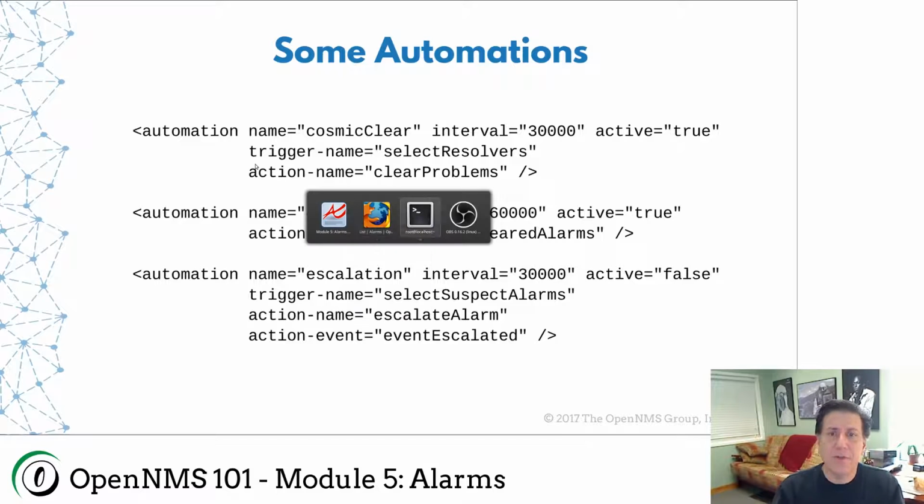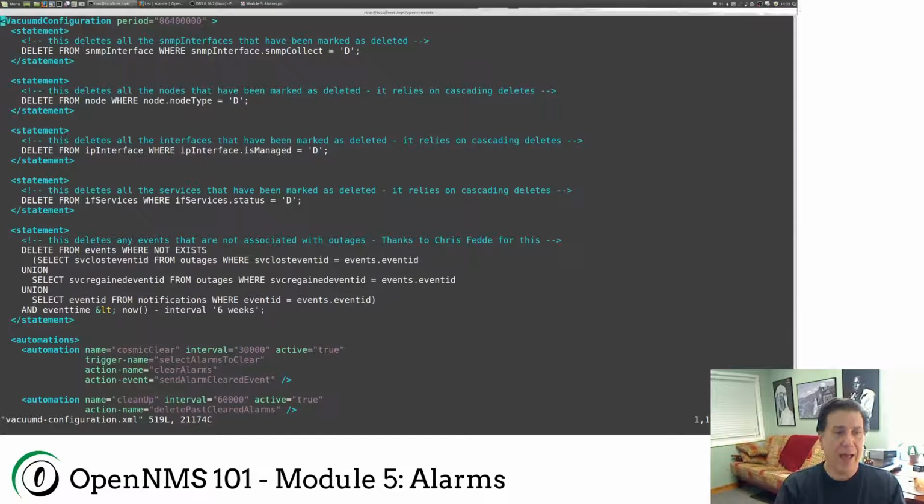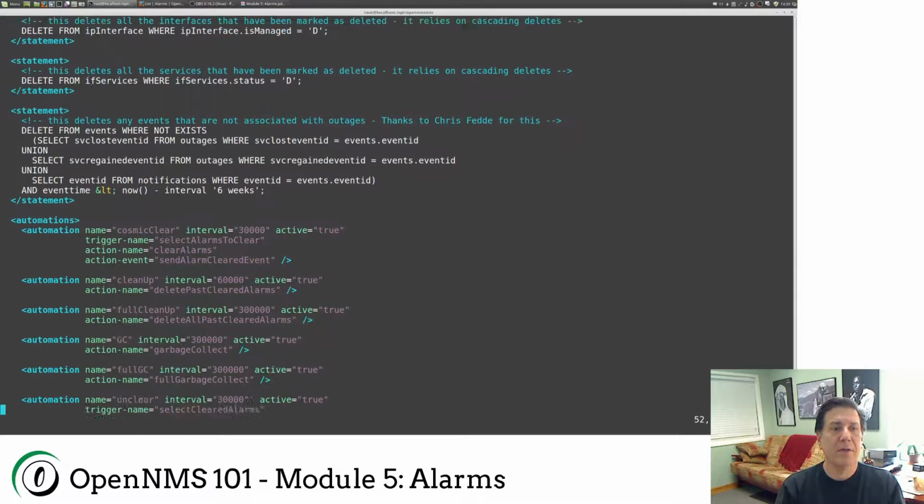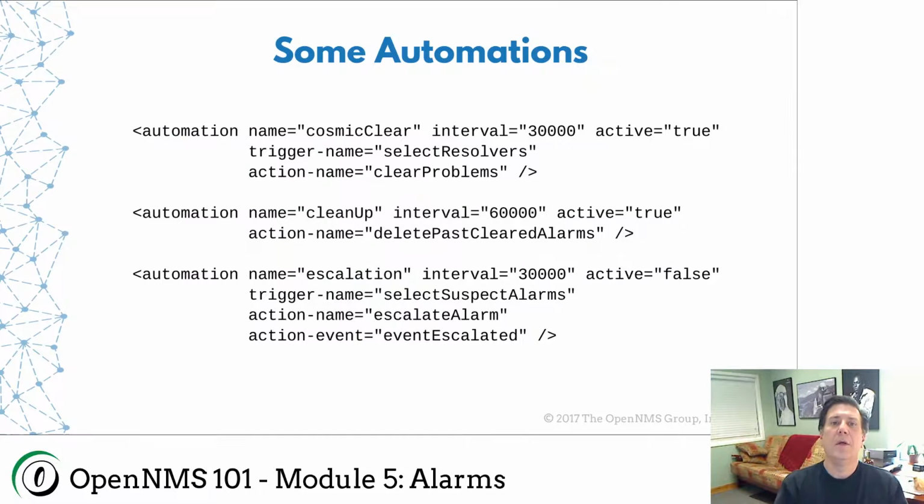And just to make sure there's no magic, if we go to opt OpenNMS etc, you can look at the vacuumd configuration, and I am down here at this automation section. So there's Cosmic Clear, Cleanup, etc. Cosmic Clear has a trigger and an action. The Cleanup automation only has an action. And the Escalation automation has a trigger, an action, and an event.